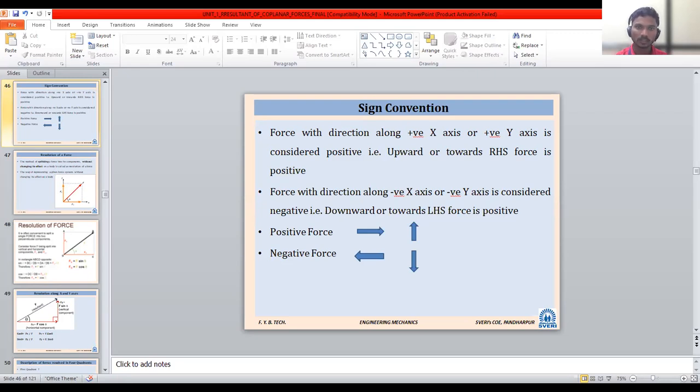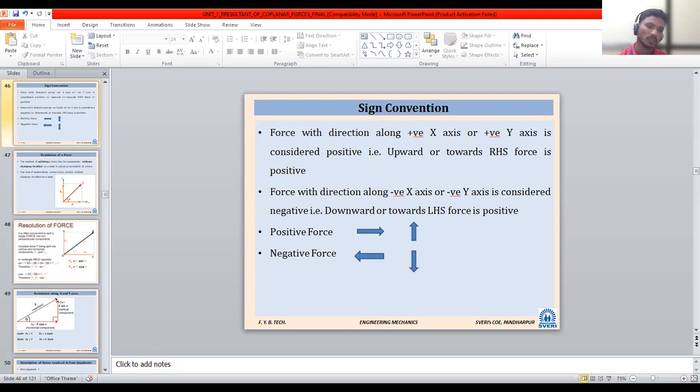So what I have told: in case of resolution, one force is converted into its two components, specifically two components. On the other hand, in resultant, several forces, not necessarily two, may be more than two, are converted into one. It is called the resultant.